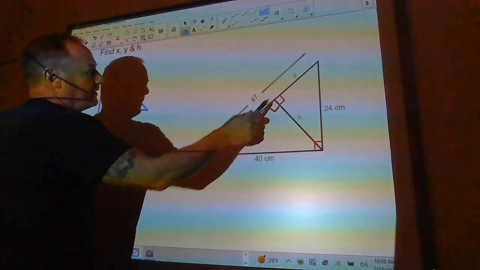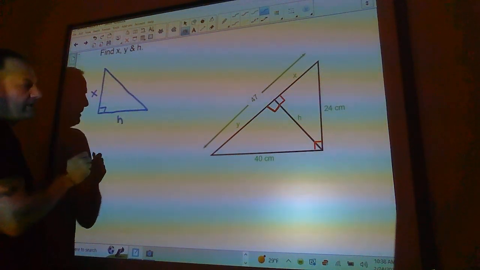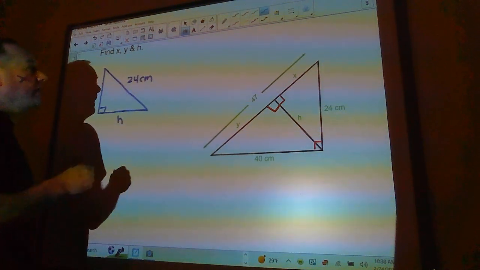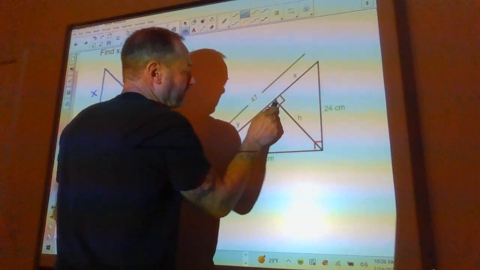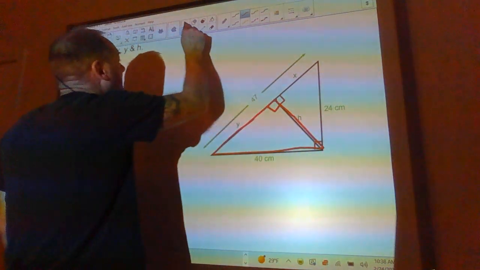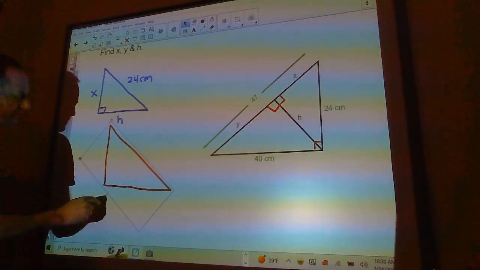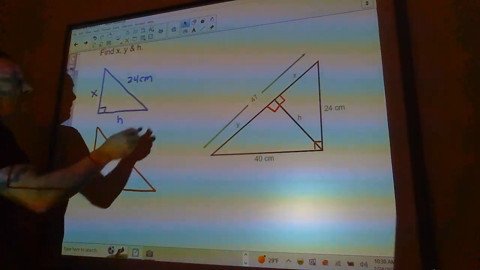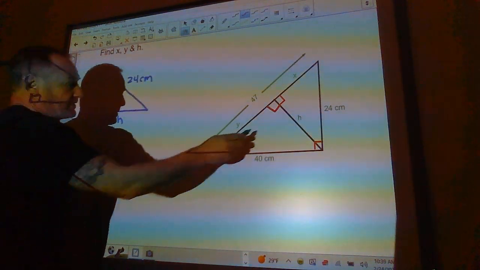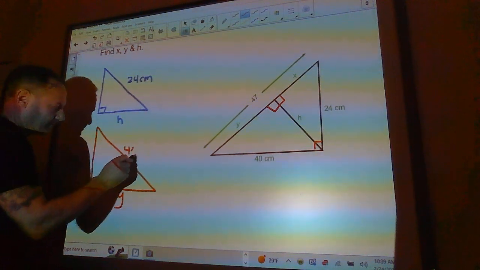Okay, so this one, x would be this side right here. This would be h. This is a 90-degree angle. This would be 24 centimeters. Then I've got a medium triangle. That's this one. I like to rotate them around so that the similar sides go together. So this would be h. This is this side right here. This is my 90-degree angle. This is y. This is 40.